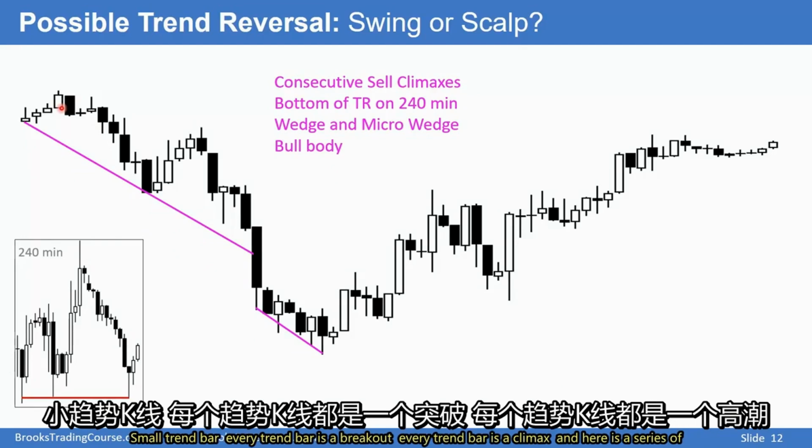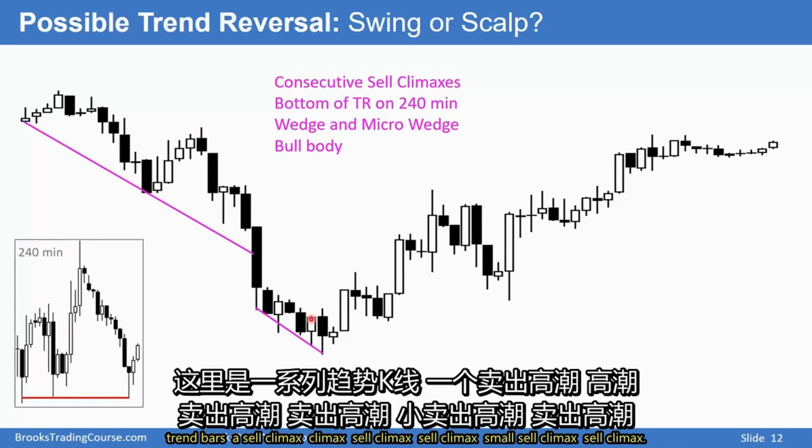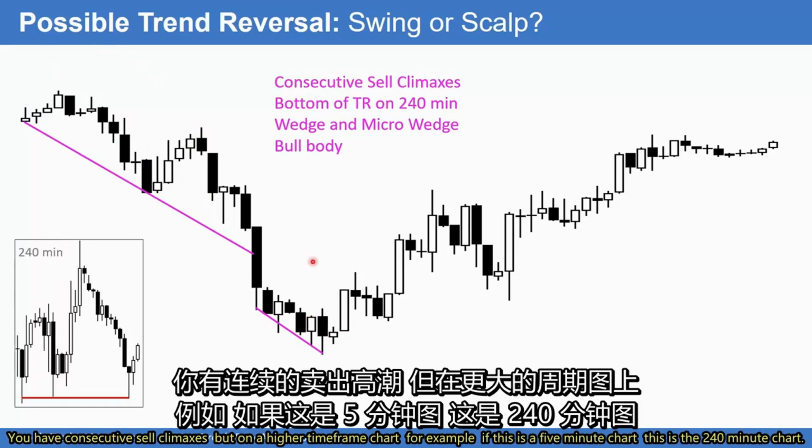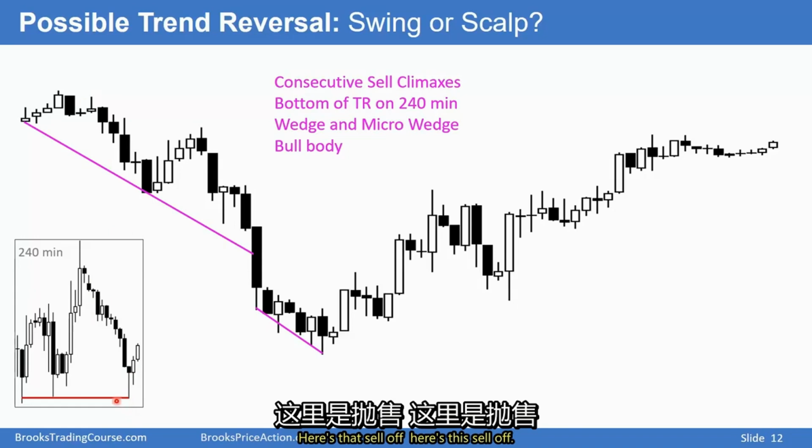Small trend bar. Every trend bar is a breakout. Every trend bar is a climax. And here is a series of trend bars: a sell climax, sell climax, sell climax, small sell climax, sell climax. You have consecutive sell climaxes, but on a higher time frame chart, for example, if this is a 5-minute chart, this is the 240-minute chart, here's that sell-off, here's this sell-off.